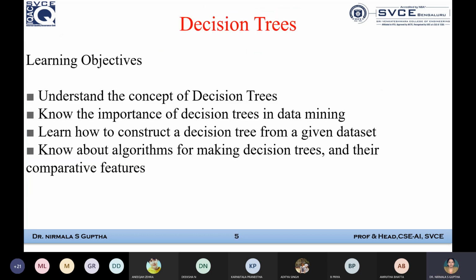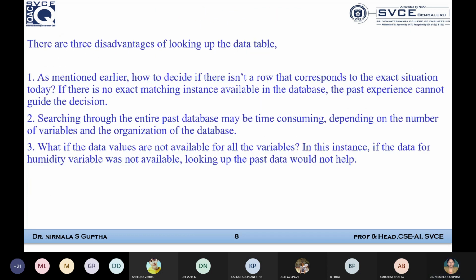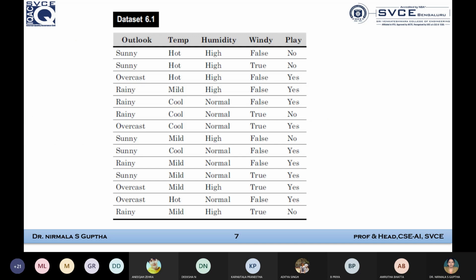So let us go back to the data set. This is the data set. Everybody is able to see this, right? Yes, ma'am. Okay. I think when I share the screen, I can use the annotations. We can use the annotation, but okay, fine.